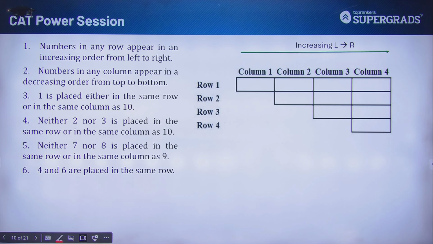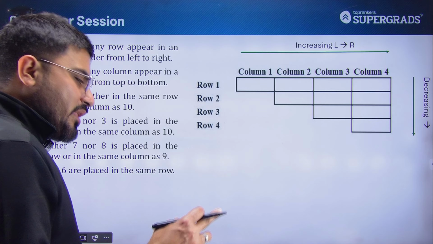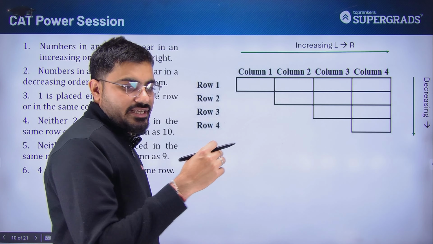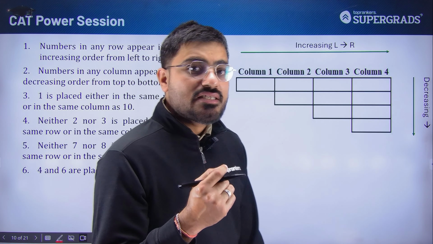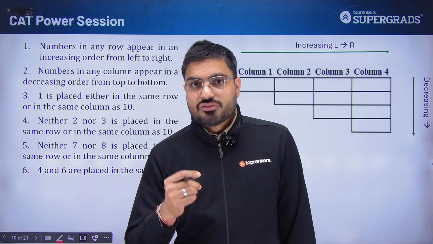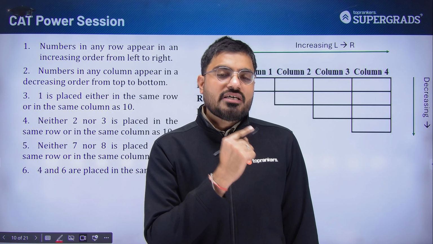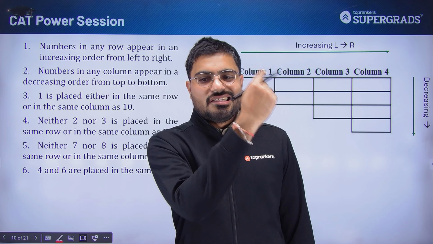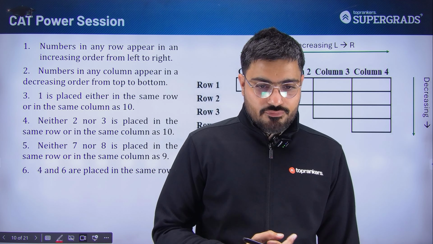So you have to mark all these things. Form this table in your notebook. Mark all these things. Small notifications will help you avoid silly mistakes. So write down the silliest of the things. I have written both the things: increasing from left to right, decreasing from top to bottom.